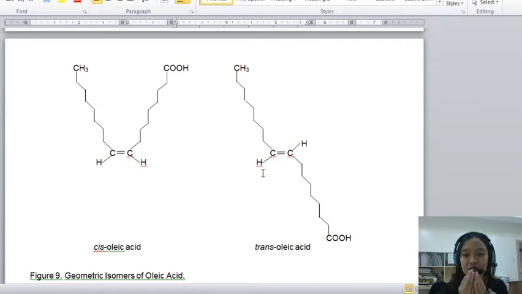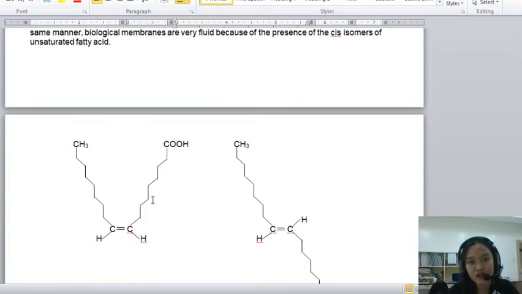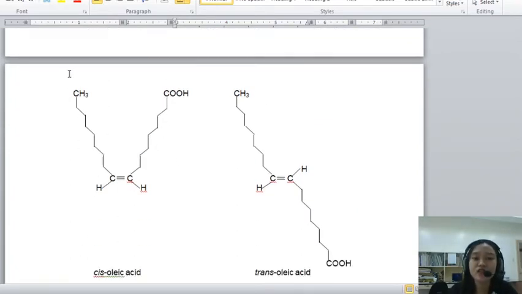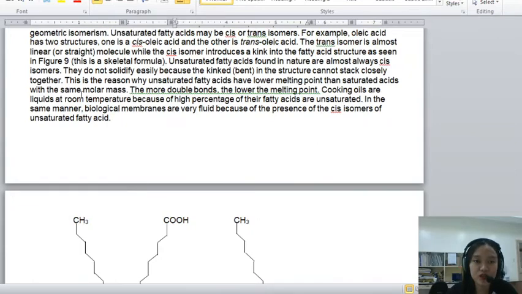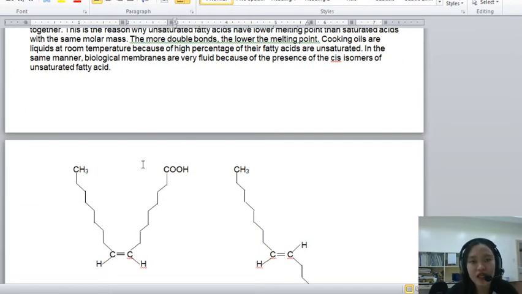when they stick together. While your cis geometric structure, hindi mo sila mapagtatabi-tabi. Okay? No, it is hard to make them compact. Kasi nga, their structure is not straight and there is a bending, okay, on their structure. So this makes your unsaturated fatty acid to not solidify, okay? So meaning liquid form.